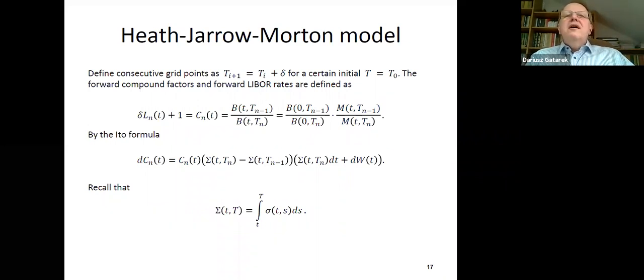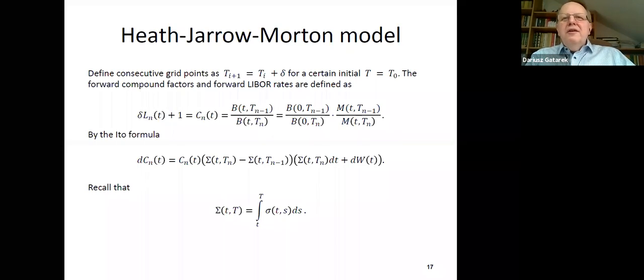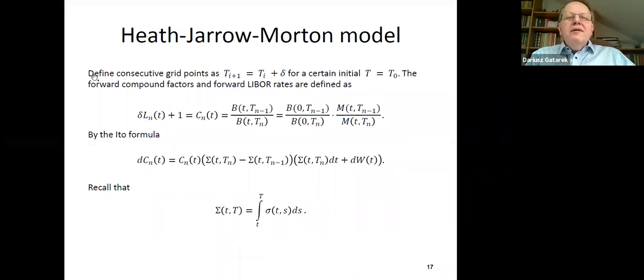So swap rates, single period rates is like zero coupon bonds for the linear market. This is the main building block of the volatility products, volatility exposed product. So, okay, define such consecutive points.